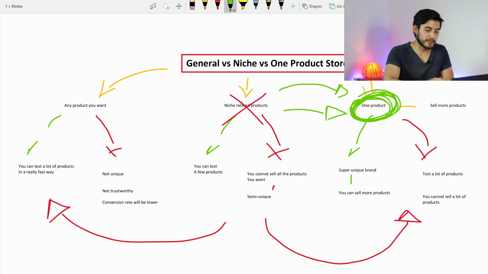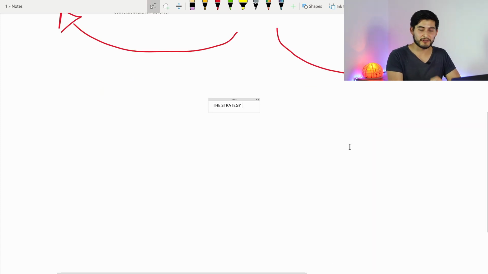You don't want to compete with Amazon, for example, with a general store, and you don't want to compete with Petco, for example, or Lululemon with a niche store. You want to create something that is completely unique with a one product store. But now here guys, this is the strategy that I recommend for almost everyone.